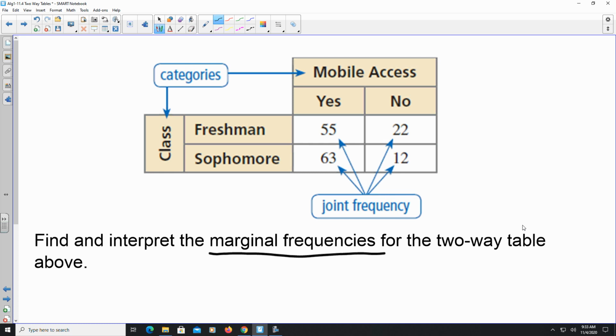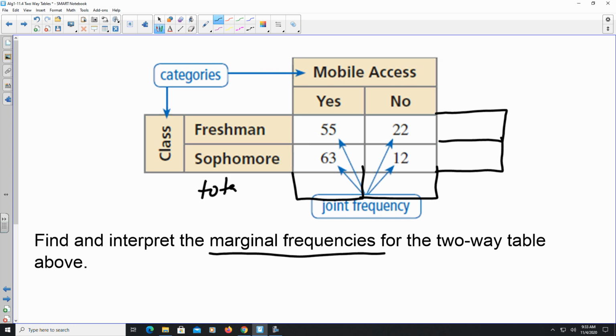Marginal frequency is the sum of the rows and columns in a two-way table. So we can kind of extend our tables here, and these are kind of totals. What we can now say is there were 55 plus 22, which is 77 freshmen who took the survey, and 63 plus 12 gives us 75 sophomores who took the survey.